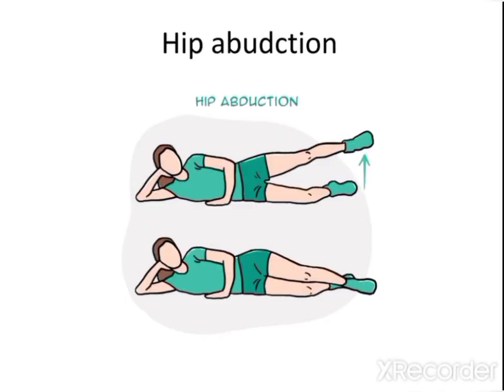The third exercise is the hip abduction exercise. For this exercise, the patient is in the side-lying position and gradually moves the leg towards the ceiling, holds it for 10 seconds, and again comes back to the normal position.